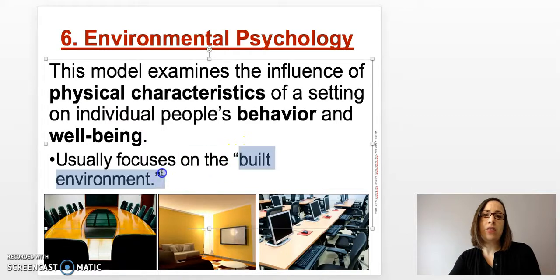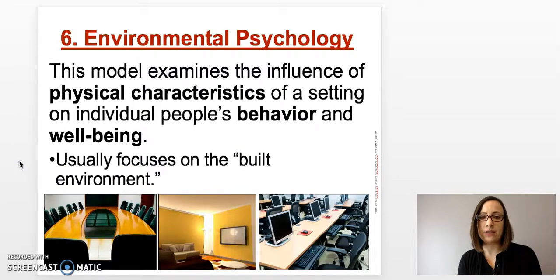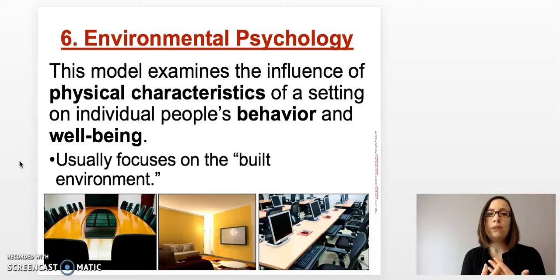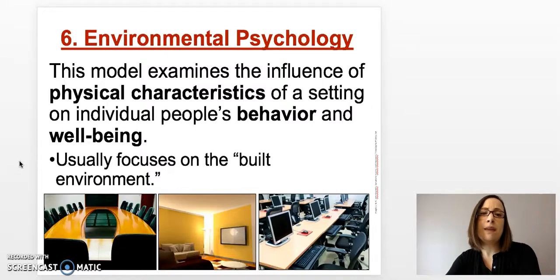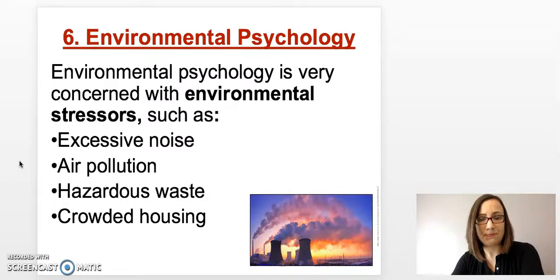So it usually focuses on things like the built environment, right? A built environment would be sort of your artificial manufactured environment that we human beings have created in one way or another. And we know that there are built environments like buildings or houses, for example, that people generally enjoy more than others. And so what environmental psychology is interested in is trying to figure out what is it about the physical characteristics of certain settings that make people feel better than others?